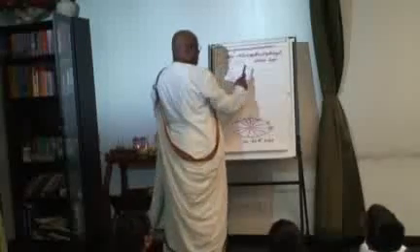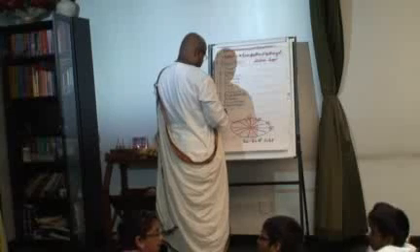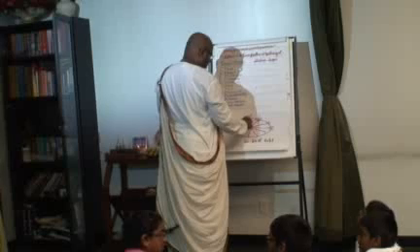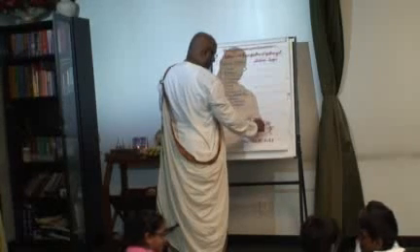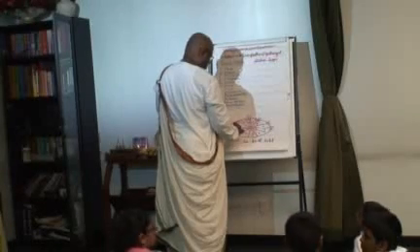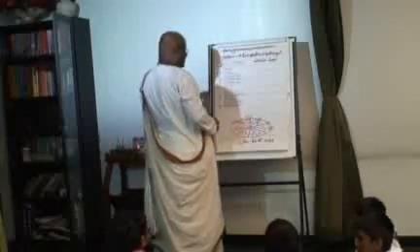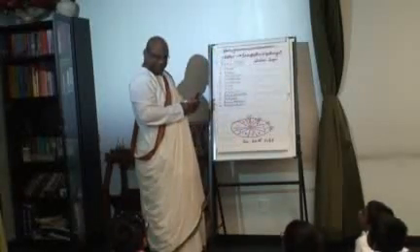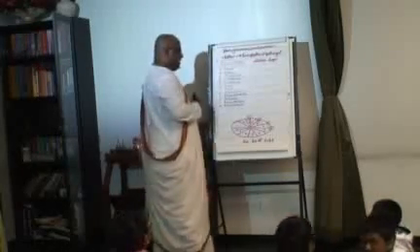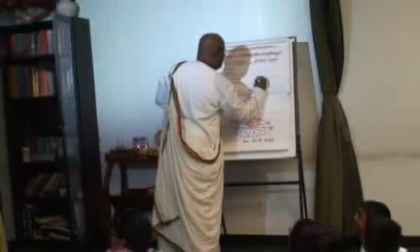So in the month of Panguni, the sun is transiting through a zodiac sign. How many zodiac signs are there? 12. So what is the first sign? Aries. So in Chithirai, the sun is transiting through Aries.